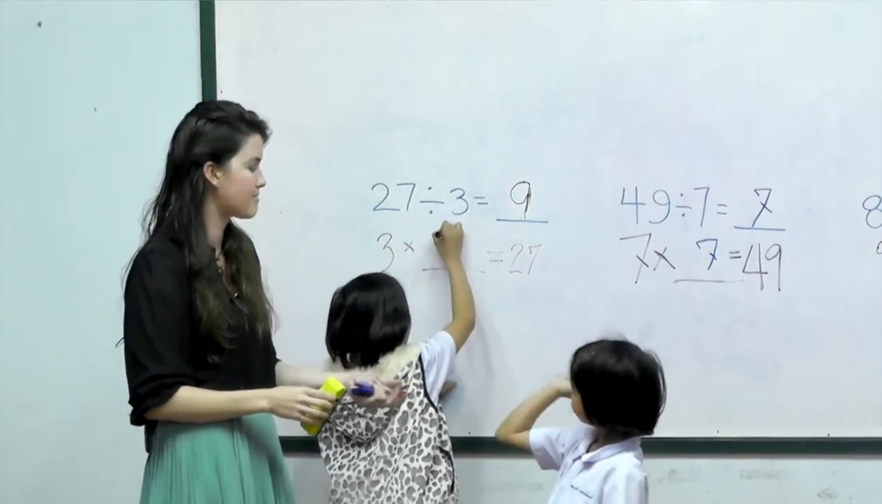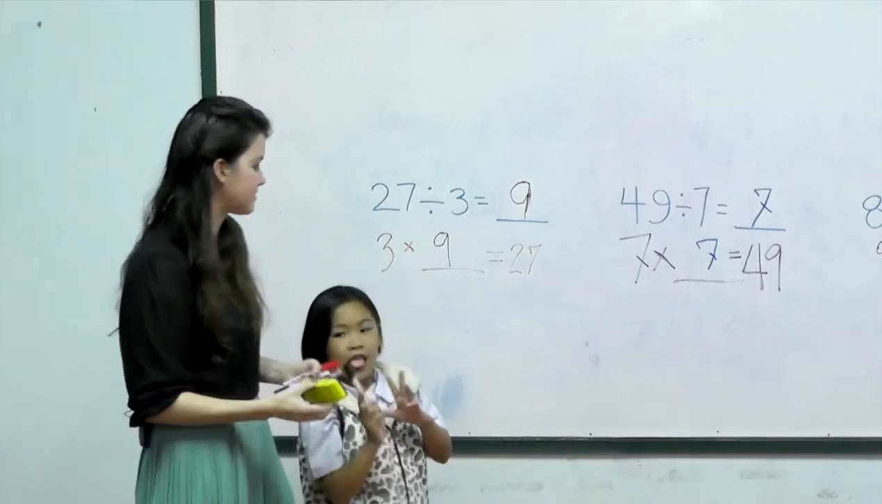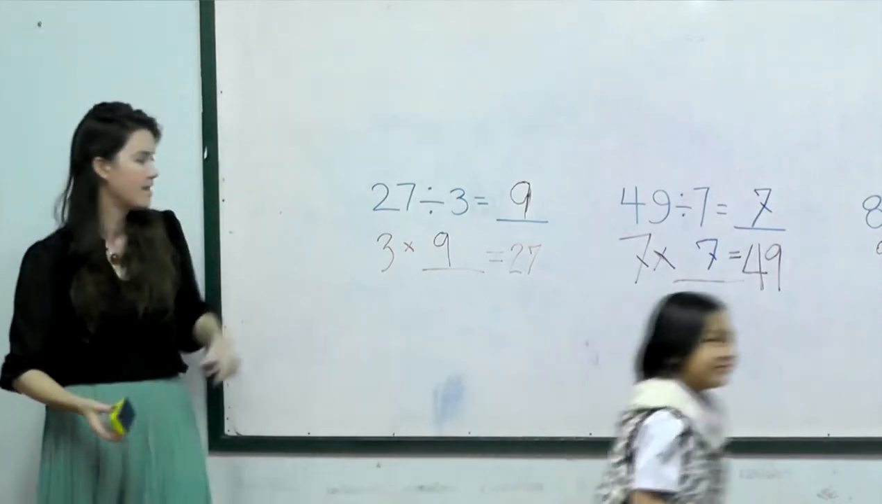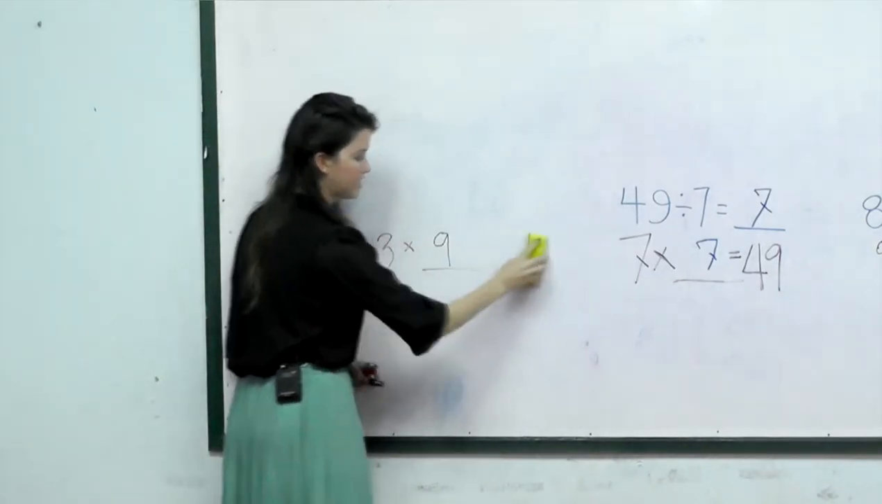Pro, what's your missing number? 7. So we had 7 times 7 equals 49. 3 times 9 equals 27. Very nice job. Okay.